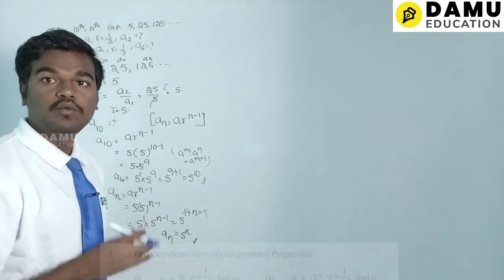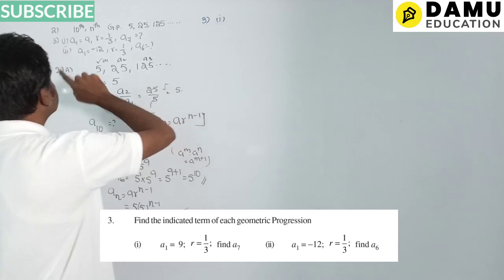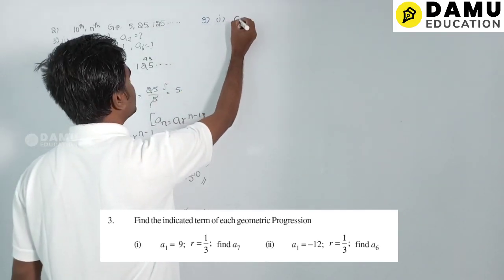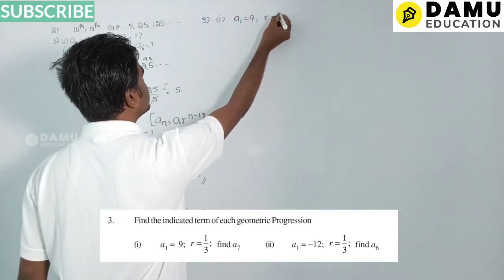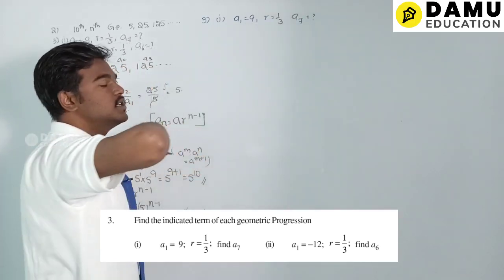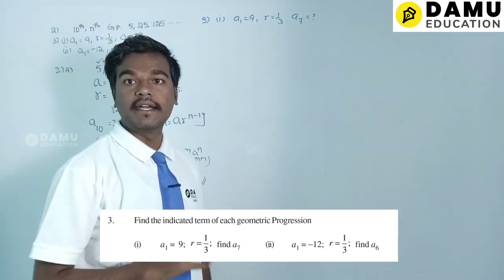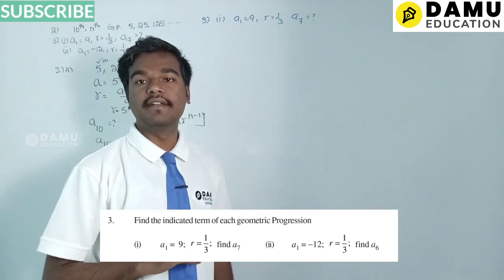Then we have to find the third question. So the third question, the first one: they are given that A1 will be equal to 9 and R will be equal to 1 by 3. We have to find the seventh term. So here they are given the first term and common ratio. We have to find the seventh term here.